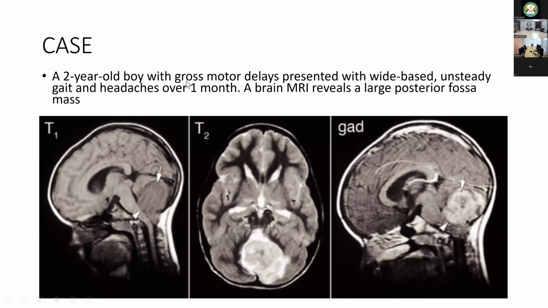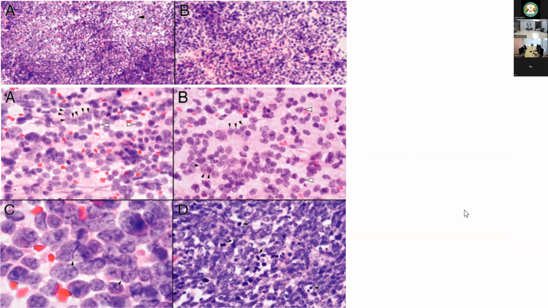Again, a 2-year-old boy with gross motor delay presented with unsteady gait, again a posterior fossa lesion, relatively well circumscribed, somewhat showing enhancement. Again, this is an embryonal tumor, which is very cellular, showing this salt and pepper appearance of the tumor. Some acinar arrangement is also there. And on histopath, we can see this mitosis and this small round blue cell tumor. So this is an example of medulloblastoma.